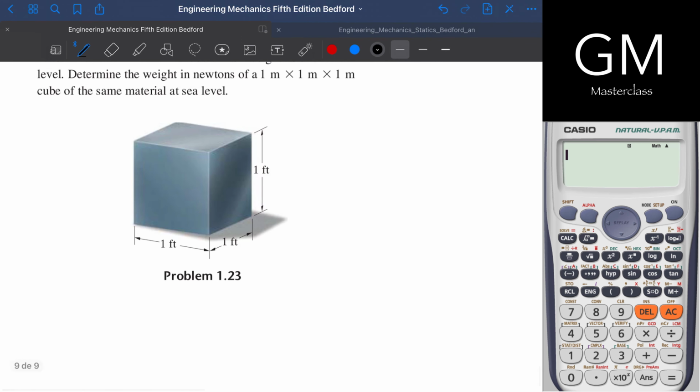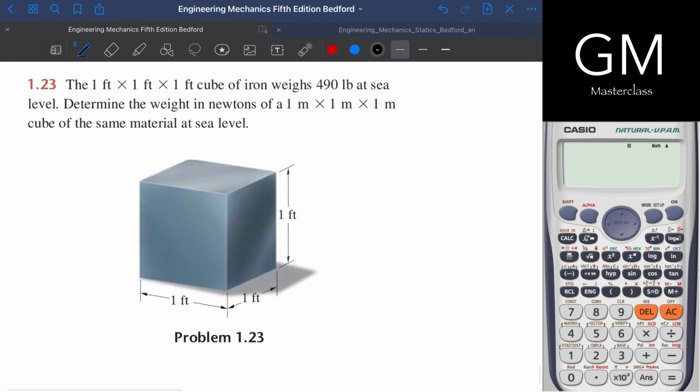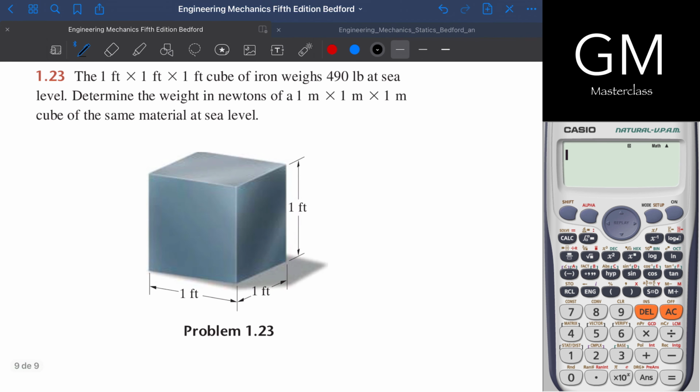Okay, we're going to solve the next exercise. The exercise is number 1.23. First, we're going to read it. A 1 foot by 1 foot by 1 foot cube of iron weighs, this is a pretty important word, 490 pounds at sea level. Determine the weight in newtons of a 1 meter by 1 meter by 1 meter cube of the same material at sea level.